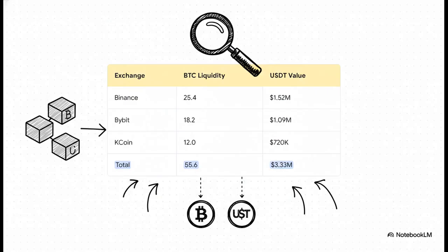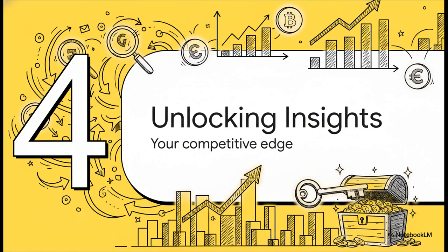And here it is. This is the payoff. You get this incredibly clear table that shows you not just the total combined liquidity at every price level, but it also breaks it down by which exchange is holding that liquidity. And you can even toggle the view to see the value in, say, BTC or its equivalent in USDT. It's just total clarity. This all brings us to our final section, unlocking market insights.